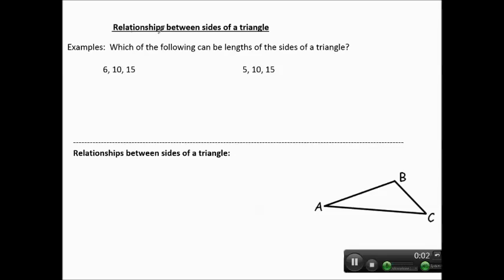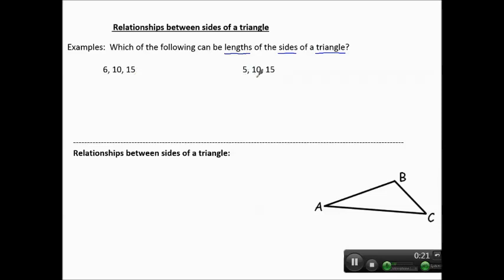Now let's talk about relationships between sides of a triangle. Let's take a look at these examples. Which of the following can be lengths of the sides of a triangle? 6, 10, and 15 are three different lengths. Can we put them together to make a triangle?